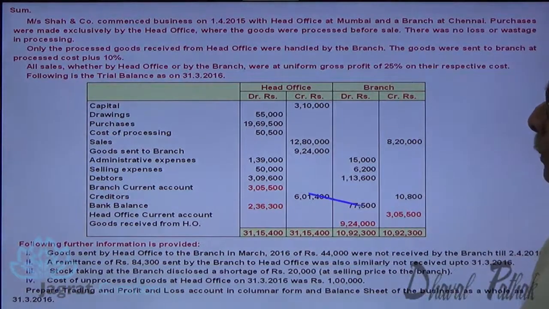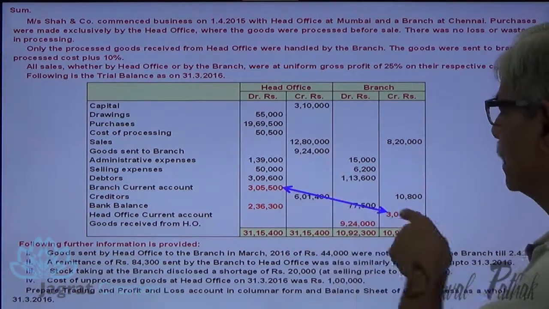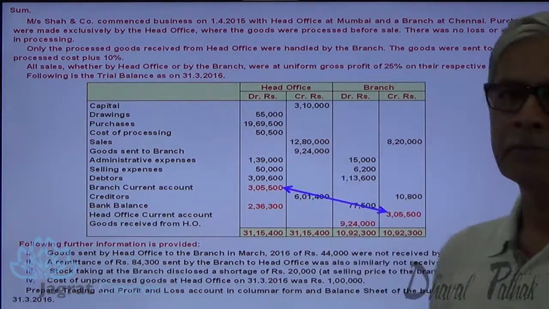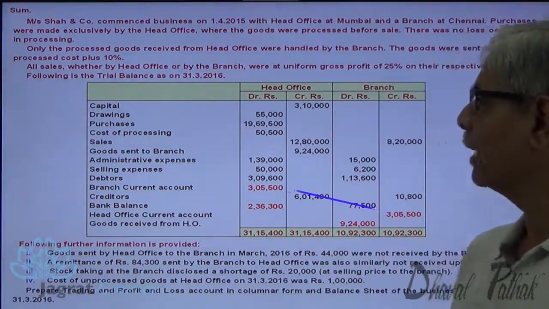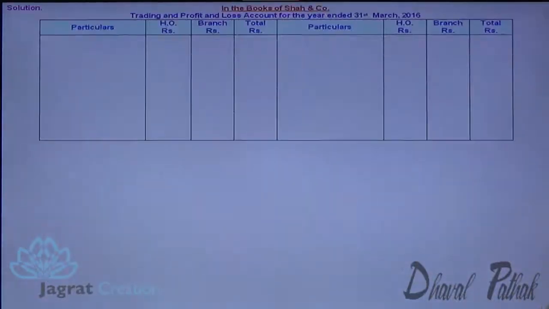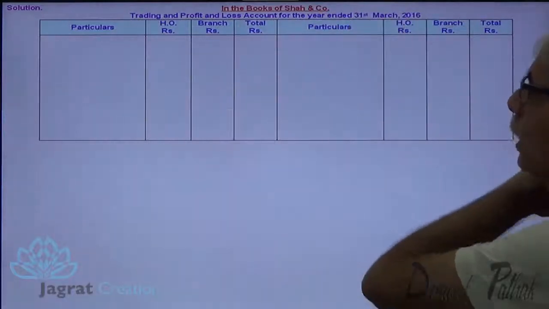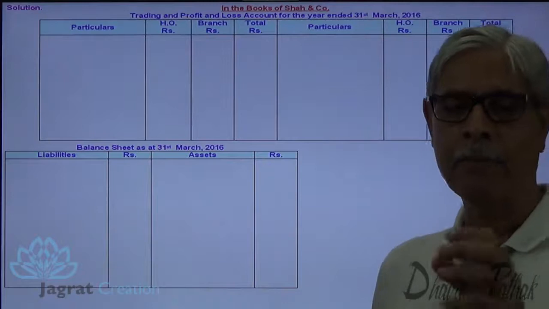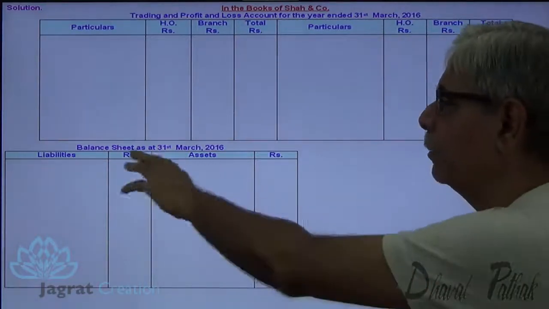Now I am required to prepare in a columnar form. See, these two balances have agreed. This 9,24,000 is also agreed. That is being explained. Now I want to prepare in a columnar form the trading profit and loss account and the balance sheet. A combined balance sheet of HO and branch will be prepared over here.